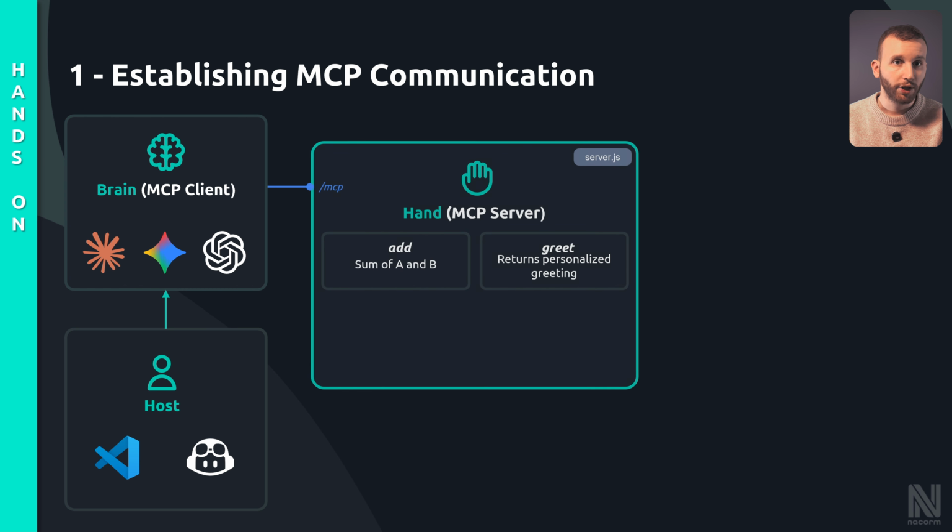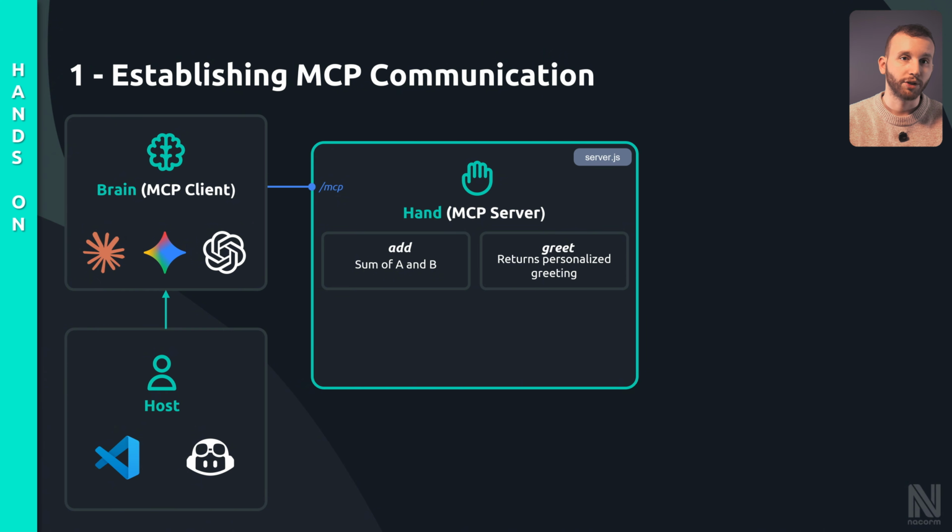And on the right, you have the hand. That's your MCP server. It's a Node.js process that exposes tools the brain can call. You create a file called server.js and it registers 2 simple tools: add and greet. The connection between the brain and the hand goes through the MCP endpoint. There are different transport options in MCP: Stdio, SSE, and Streamable HTTP. We use Streamable HTTP because it works over the network and is the current recommended standard.